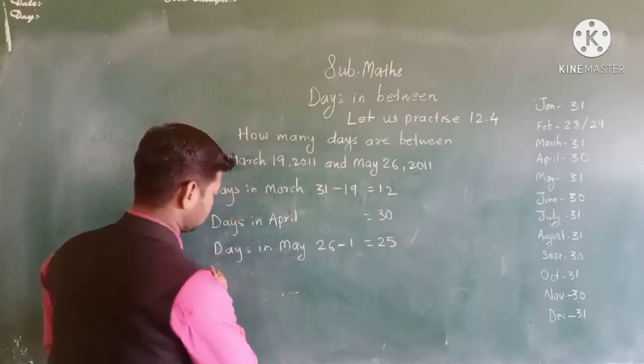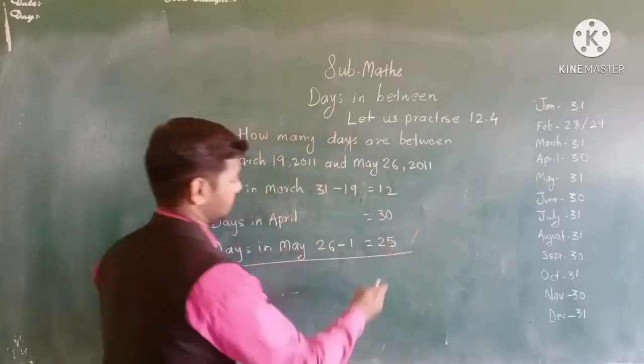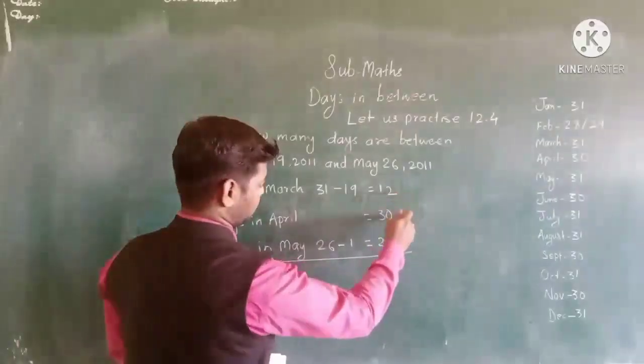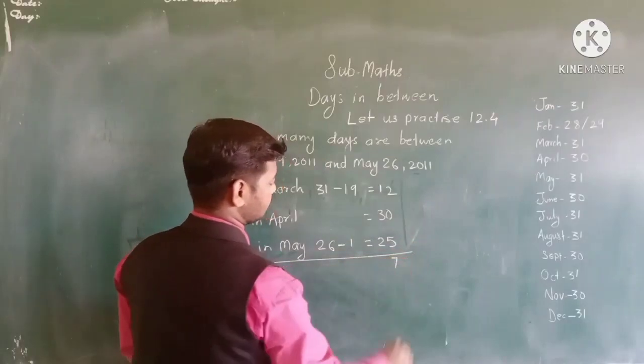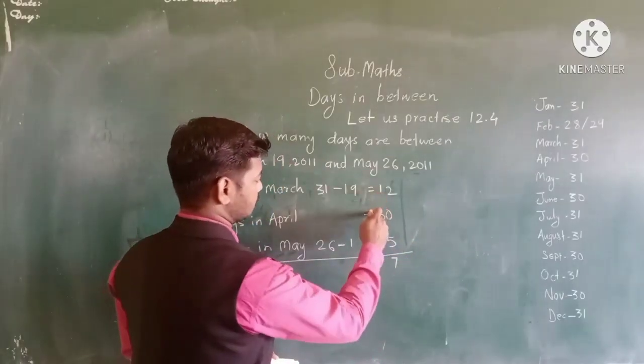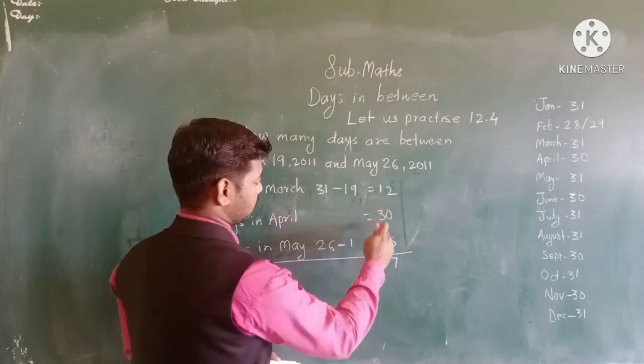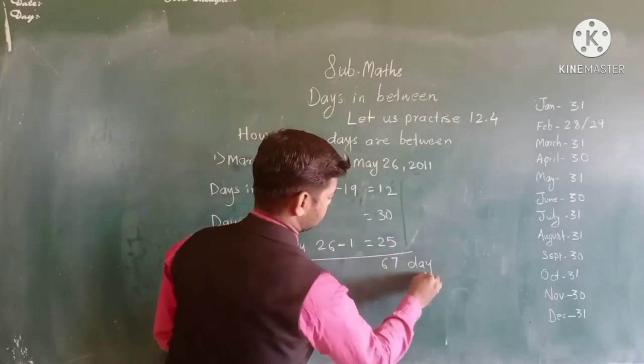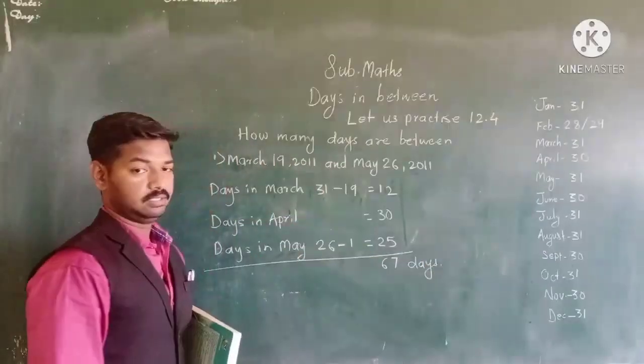Fine. Now we have to do the sum of these days. Okay? So 2 plus 5, it will be 7. And 1 plus 3, 4. And 4 plus 2, 6. So total how many days are there? 67 days.